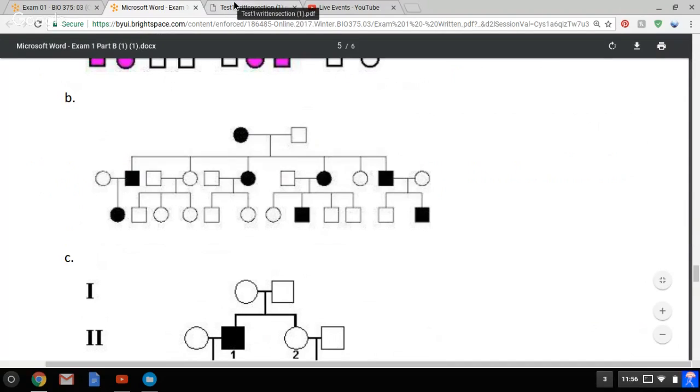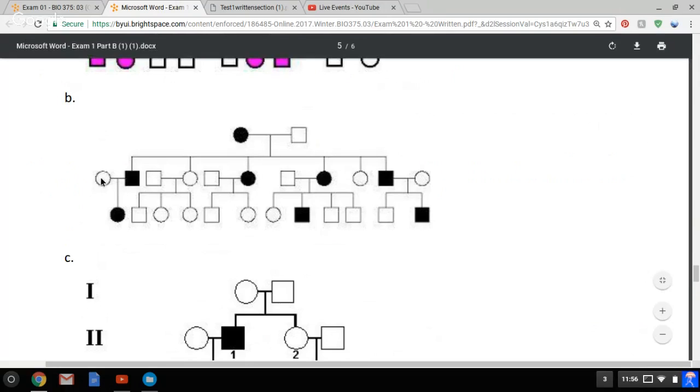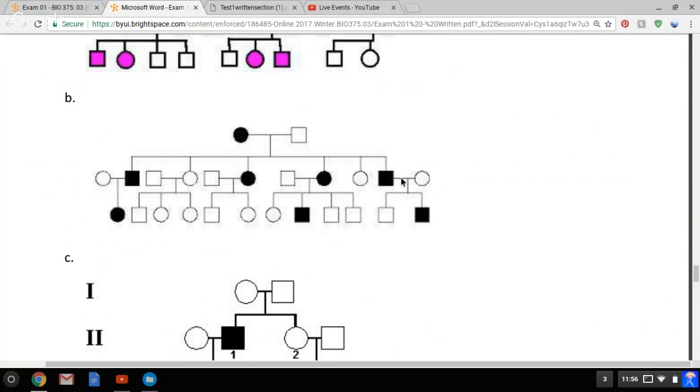And for question B, I chose that it would be not X-linked, it would be autosomal dominant, because it appears in every generation. And it's not going to be autosomal recessive, because if this one was affected, then none of these individuals would be affected in the Roman numeral 2 generation. And it's not X-linked because there's this male which gives this male affected. Affected males don't make affected males for X-linked characteristics.